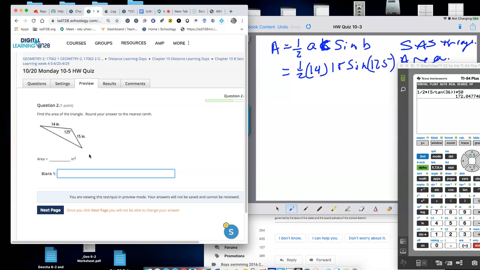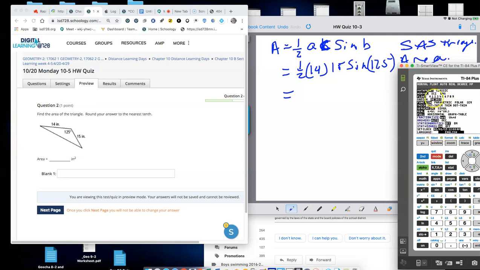Now, I'm not trying to find things separately. I'm just putting it all together in my calculator, because that's what it's for. These things are fantastic. It used to be that we had to do intermediate values, but right now, because of the TrueView screen, I can put in 1/2 times 14 times 15 times, and I've got to check my mode. I've got to have it in degree. Then second quit, get to the end there, times sine of 125.